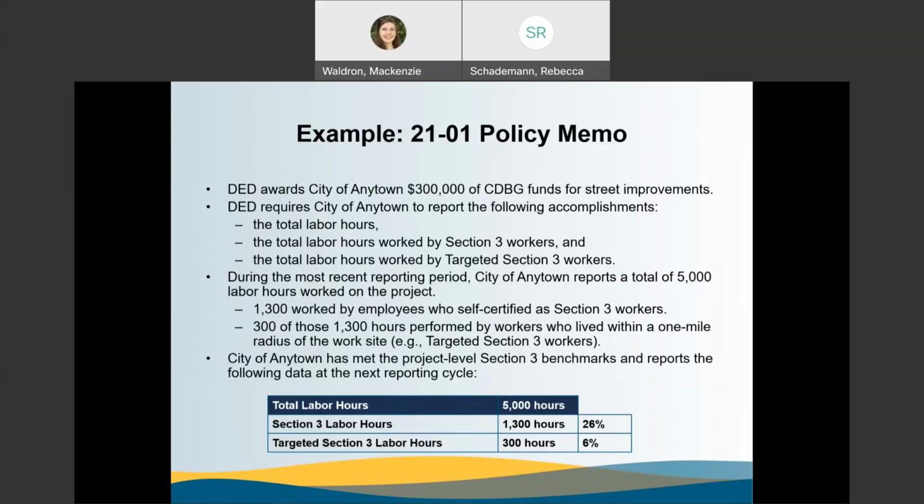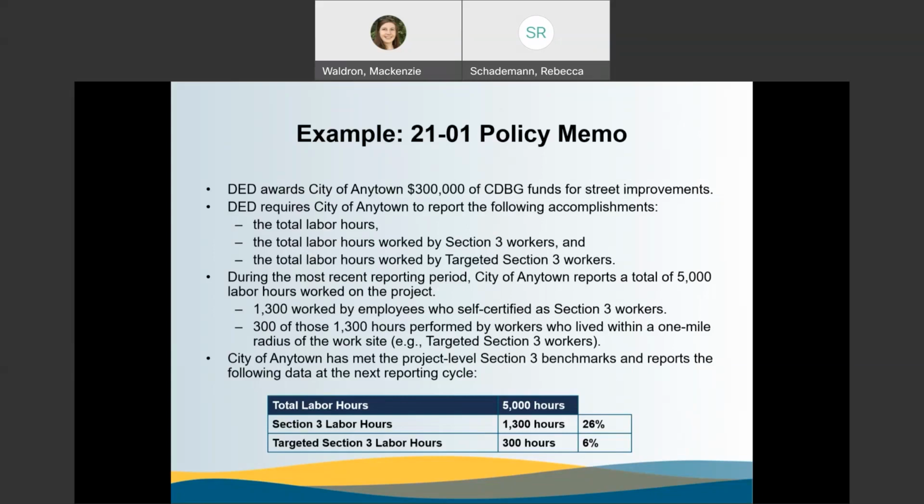As a reminder, the 5% threshold for targeted Section 3 workers is included as part of the larger 25% threshold required for Section 3 workers. If benchmarks are met, subrecipients and developers fall under the safe harbor and are considered to be in compliance with Section 3 requirements, absent any evidence to the contrary.